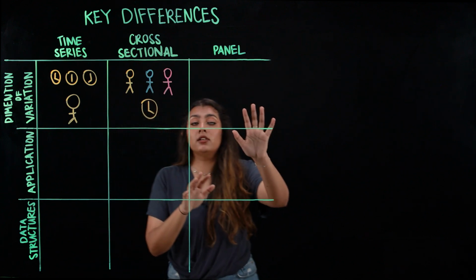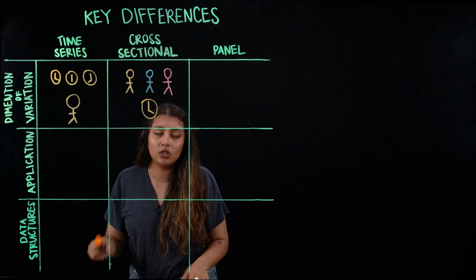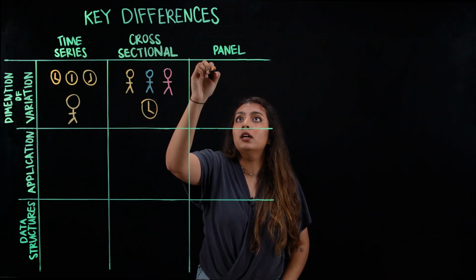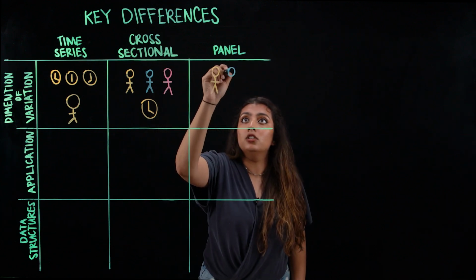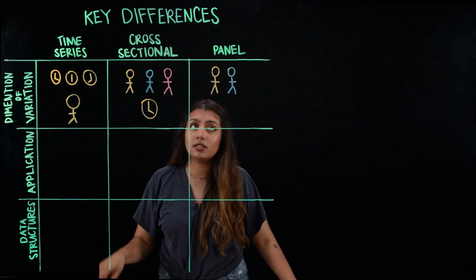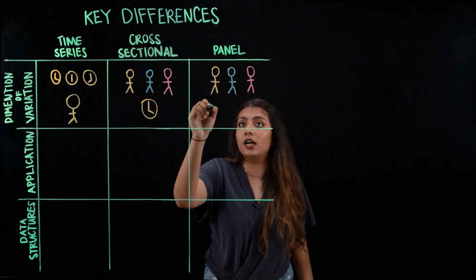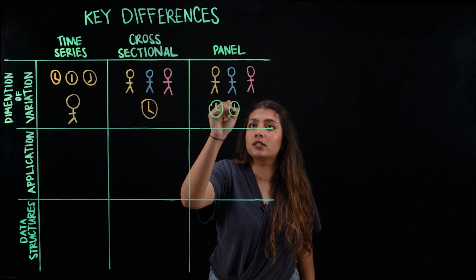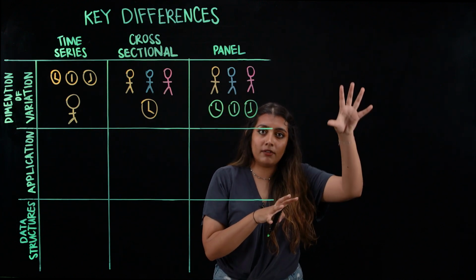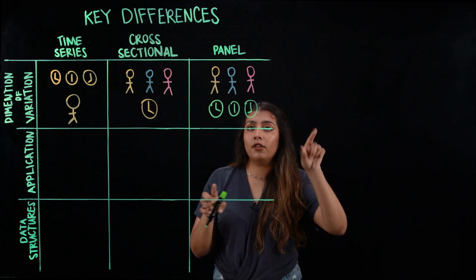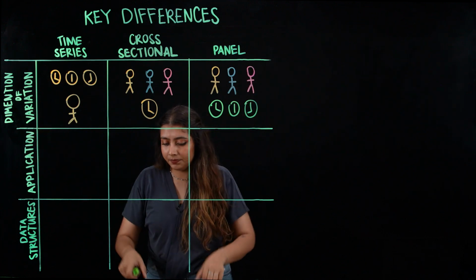And then for panel, like we said earlier, it's going to be a mixture of both the time series and the cross-sectional. So this is going to be 3 individuals. We've got Bob, Joe, and Liz over our multiple different times, our 4 o'clock, 6 o'clock, and 8 o'clock. Remember that kind of tree graph that we drew earlier with the 9 different lines. That's what our panel dimension of variation is going to look like.